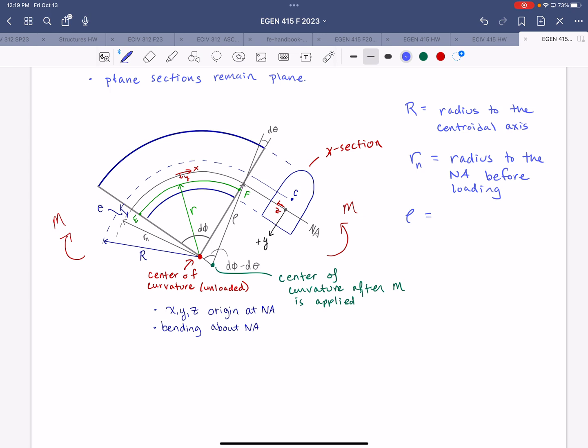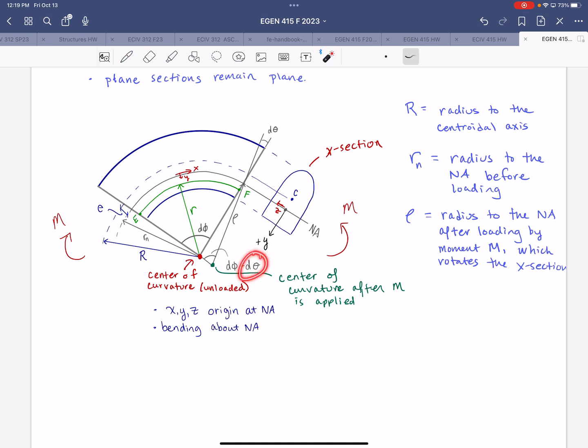Say rho is radius to the neutral axis after loading by moment M, which rotates the cross section. And on the sketch, I have that notated as d theta is the change in curvature here. All right, so d phi is the original curvature, and d theta is the change.